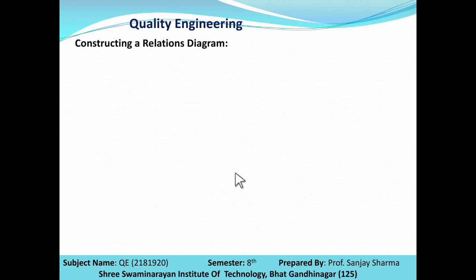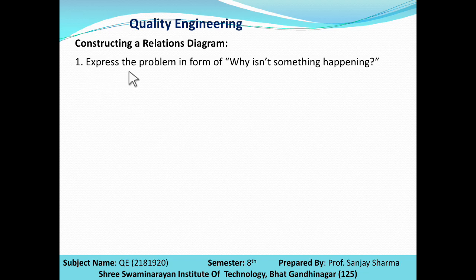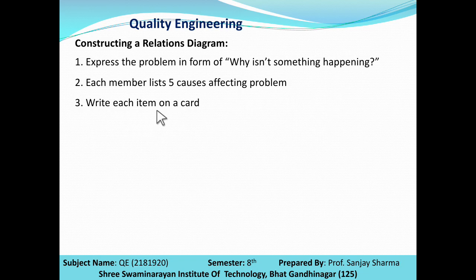Now, how to construct a relation diagram? First, express the problem in the form of why something isn't happening. Each member lists 5 causes affecting the problem. So the members will list 5 causes of a particular thing which is happening, and write each item on a card.